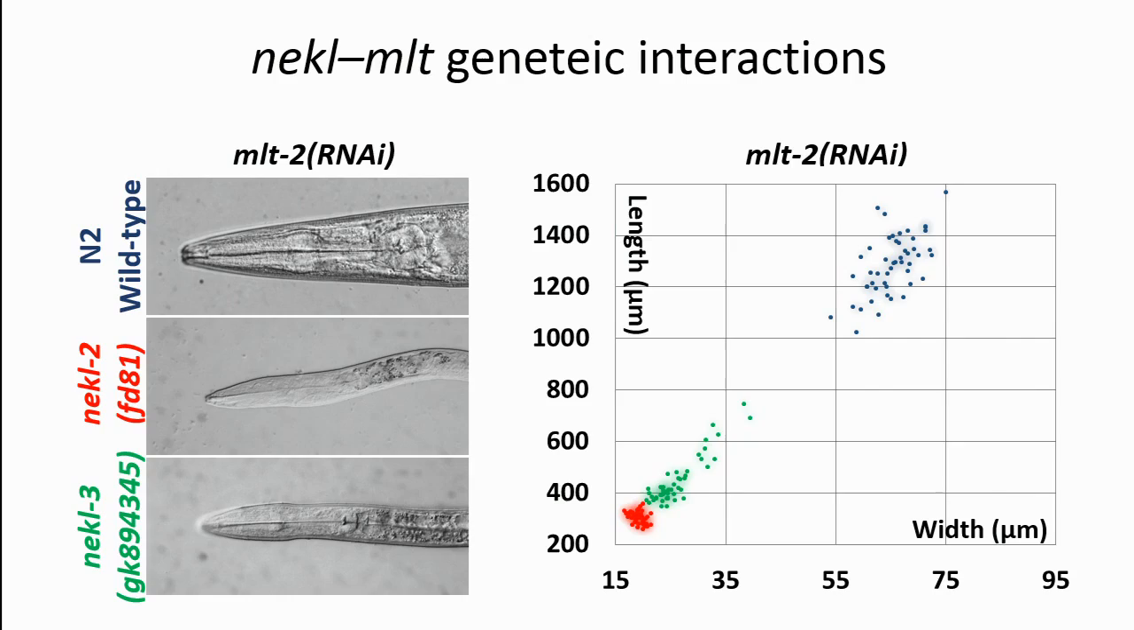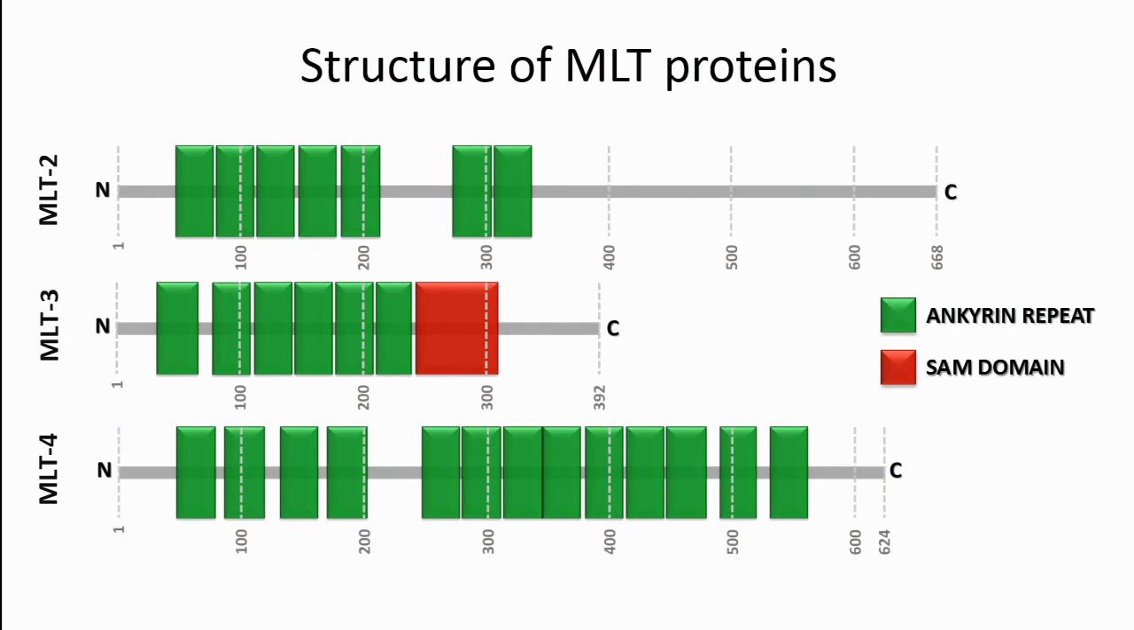So what are MALT proteins? MALT stands for molting defective. Well, they're not very well characterized. No one actually looked at these proteins yet. So the only predicted domains they have are ankyrin repeats, and one of them also contains a sterile alpha motif domain. What is known for these domains is that they serve for protein-protein interactions. And so our premise was that they might act as molecular anchors for these kinases.